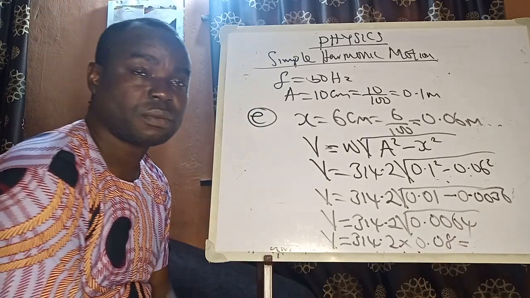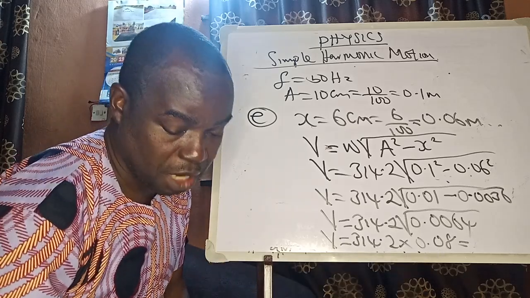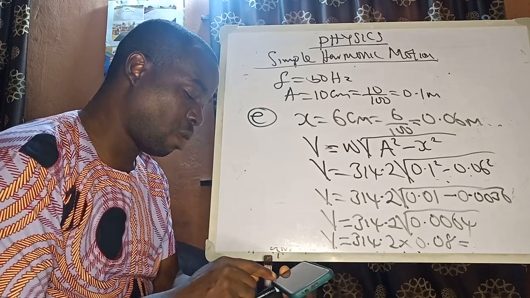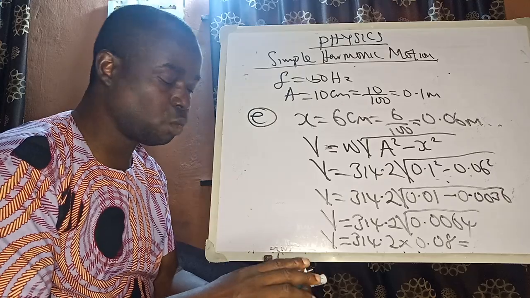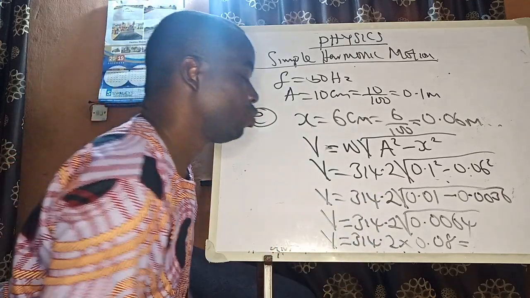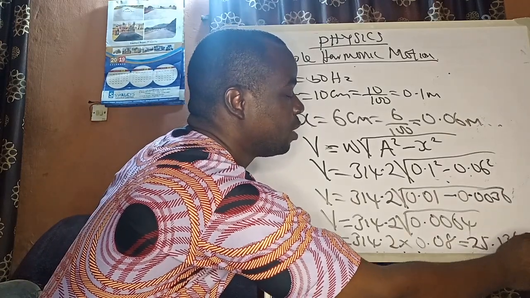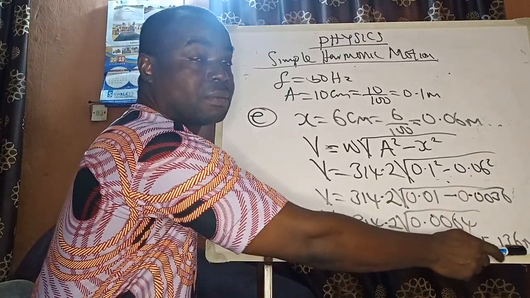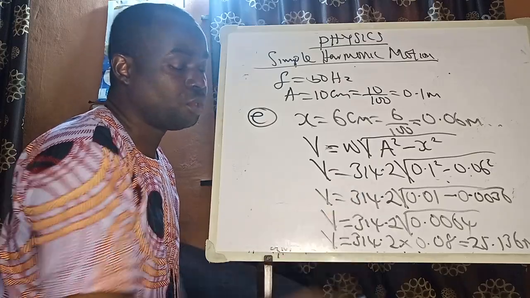Are we good? If you now multiply this by this, you get your final answer. So multiplied by 314.2, it gives me 25.136 meters per second. Don't forget, anything you solve for, put the unit. All the units I gave in video 1. So anything you solve, put the unit.